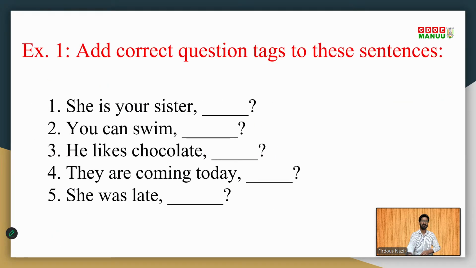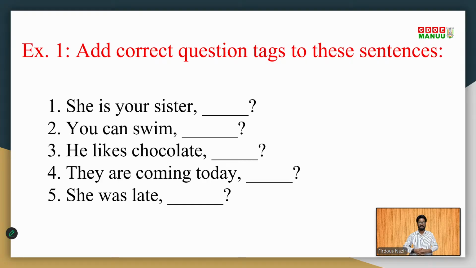Now we are going to start your workbook exercise. In the first exercise we have to add correct question tags to these sentences. She is your sister. We have to add a negative question tag. Isn't she? I-S-N-apostrophe-T, she. Isn't she?